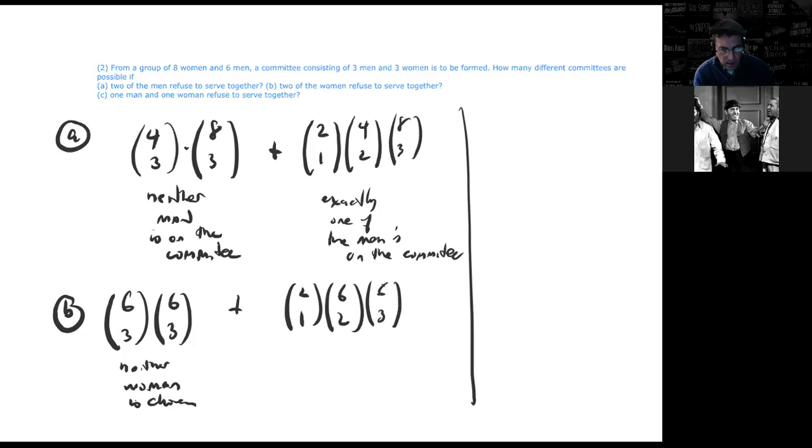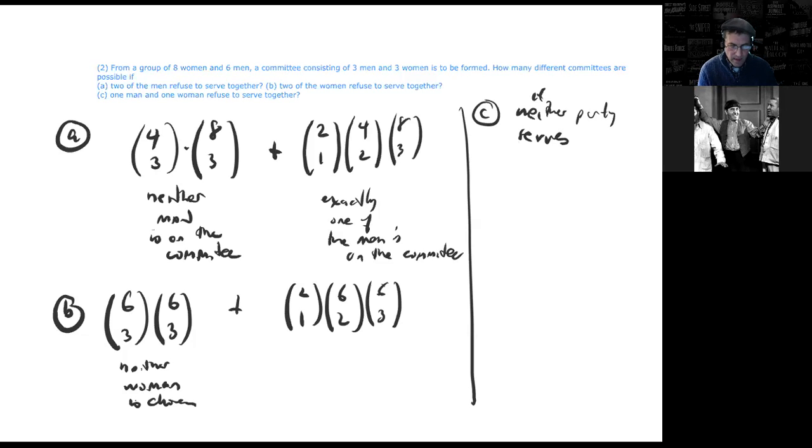So now, what about part C? One man and one woman refuse to serve together. Let's work it out over here. There are several cases to consider. Suppose neither party serves first. If neither party serves, how many choices are there?